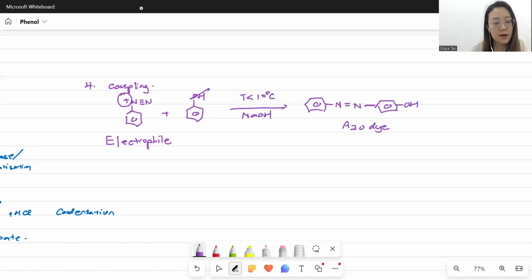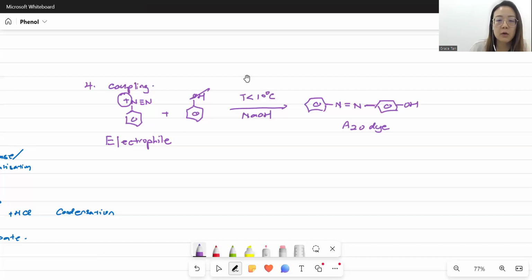So we can easily ask you to draw the mechanism, which is electrophilic substitution of the phenol with the benzene diazonium ion. So you just do it like how you practice your halogenation and your nitration electrophilic substitution mechanism. So same thing, if you want to watch the electrophilic substitution mechanism, I'll also leave the link at the top corner on the video here.